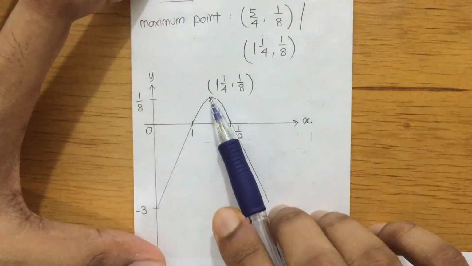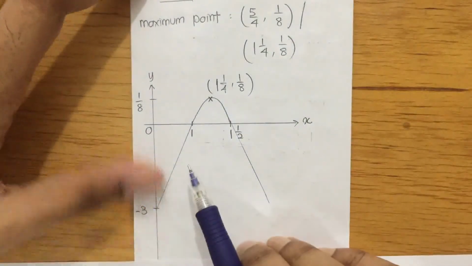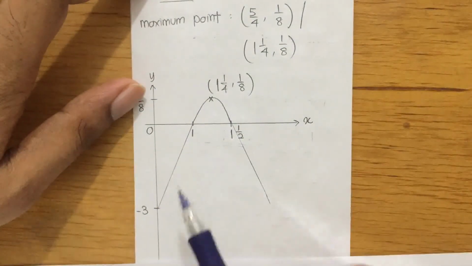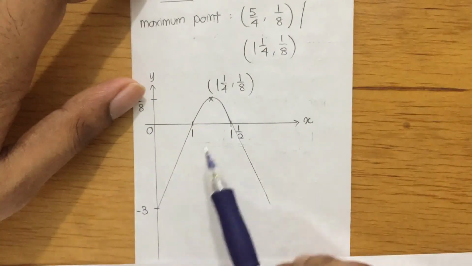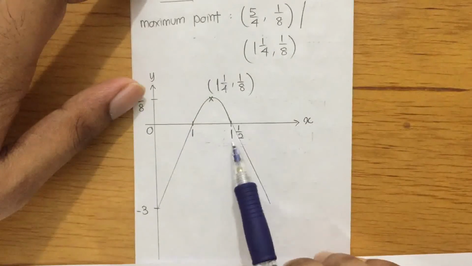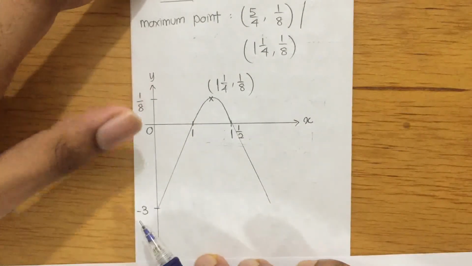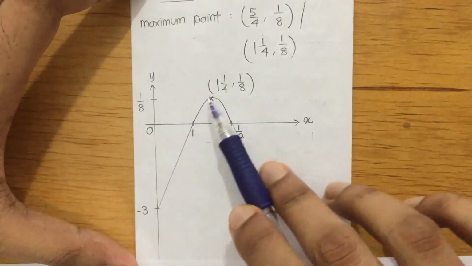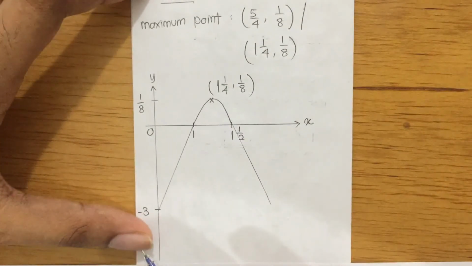As you can see here, 1 and 1 over 4, comma 1 over 8, this is your maximum point. 1 over 8 is your maximum value. And negative 3 is your y-intercept. 1 and a half is your x-intercept. So it obeys the condition, guys. So you have already successfully sketched the graph. So this is your final answer, guys, for the question part C.